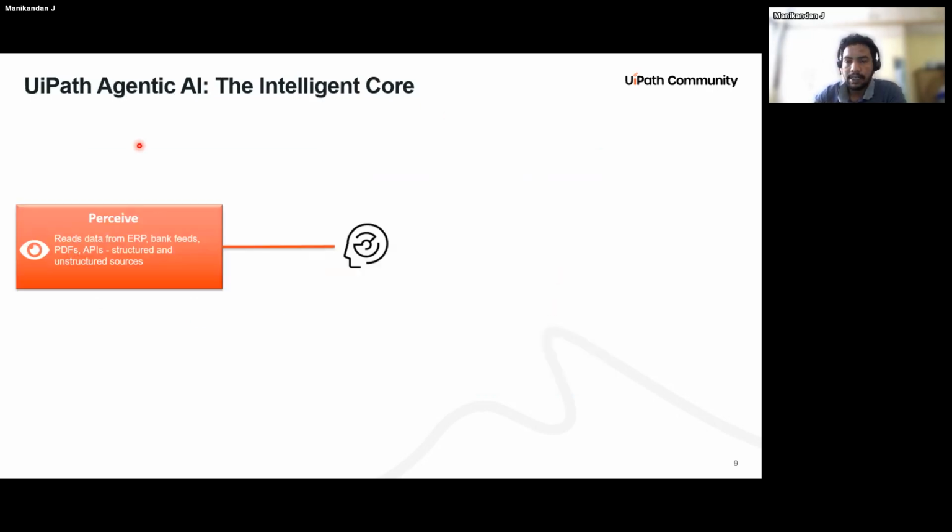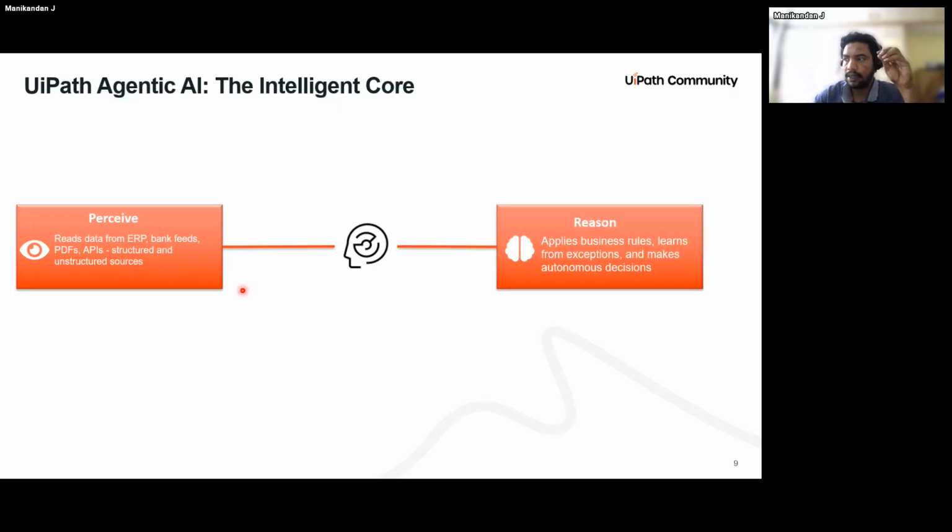So this is your agentic AI era: how it will read data from different ERP systems and feed that data across your banking system, internet, whatever it is. Then the API solution we are talking about, whether it's native PDF or unstructured handwritten, is easy to extract, and it will apply the business rules, learn what the exceptions were, how to avoid those exceptions, and autonomously make that decision instead of a human.